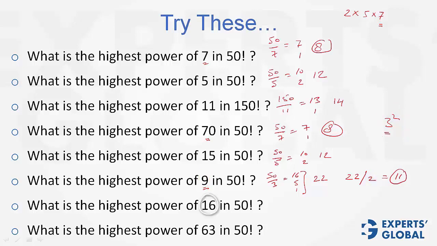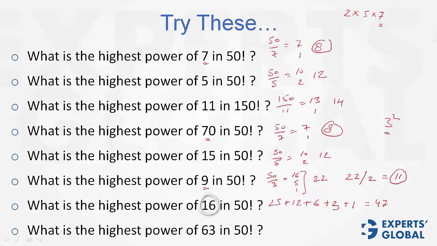Next, 16. Once again, 50 divided by 2 is 25. 25 divided by 2 is 12. Of course, I neglect the fractional parts every time. 12 divided by 2 is 6. 6 divided by 2 is 3. 3 divided by 2 is 1. Added up, we get 47.